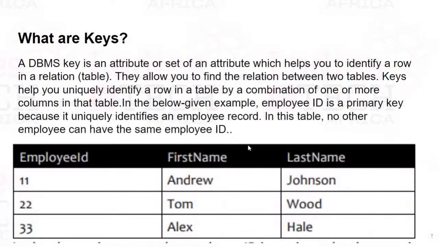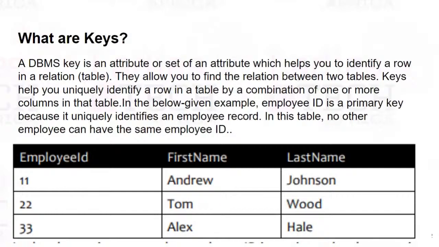Okay, so what are keys basically? A DBMS key is an attribute or set of attributes which helps you to identify a row in a relation table. They allow you to find the relation between two tables. Keys help you uniquely identify a row in a table by a combination of one or more columns in that table. In the below given example, employee ID is a primary key because it's unique. It uniquely identifies an employee record. In this table, no other employee can have the same employee ID.